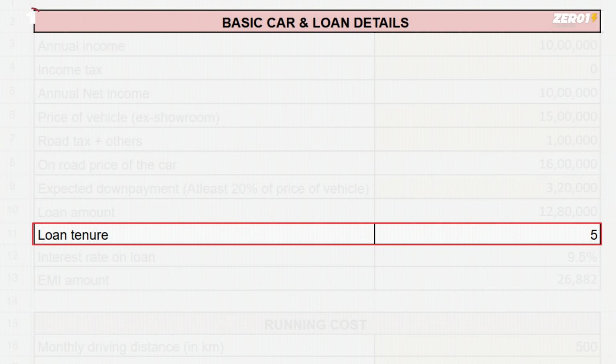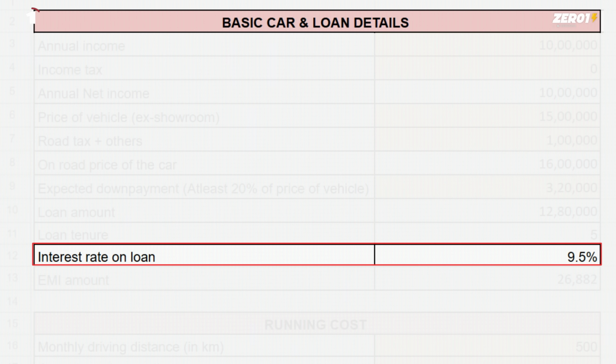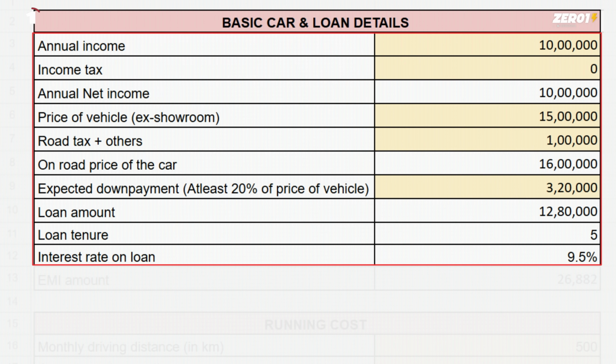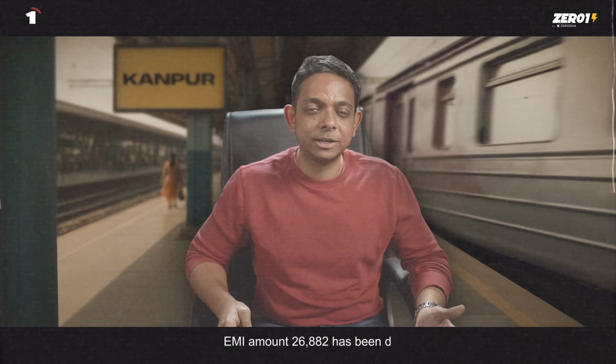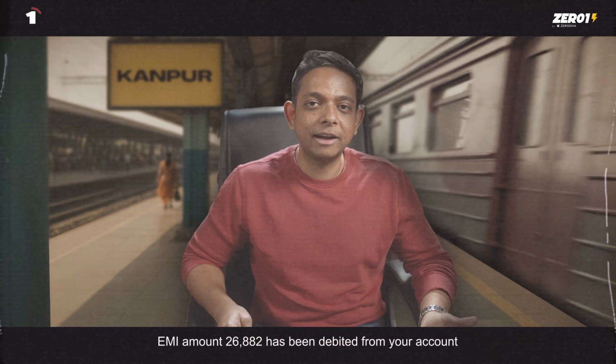The loan tenure and the interest rate. Make sure you get the exact details from your bank so you know what to enter here. And you'll finally get the magical number which will haunt you for the next 5 years. EMI amount 26,882 has been debited from your account.